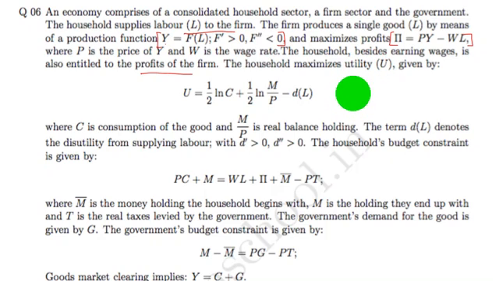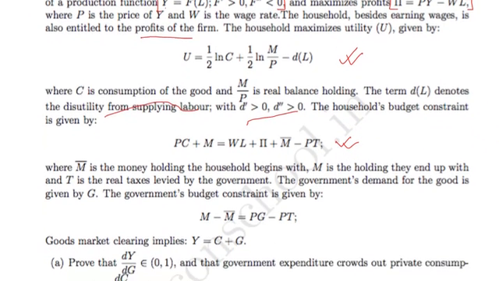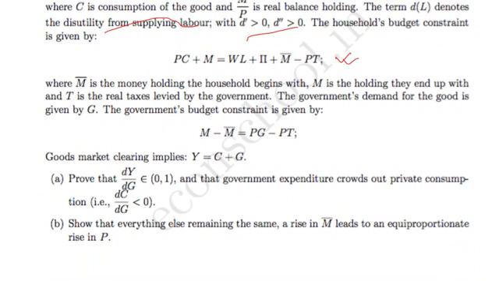Now, the household maximizes utility given by the following utility function, and the symbols have the usual meanings. The term D(L) denotes the disutility from supplying labor, with D double dash and D triple dash greater than 0. The household budget constraint is also given, where the usual meanings of the symbols apply. Also, we have the budget constraint given by this.